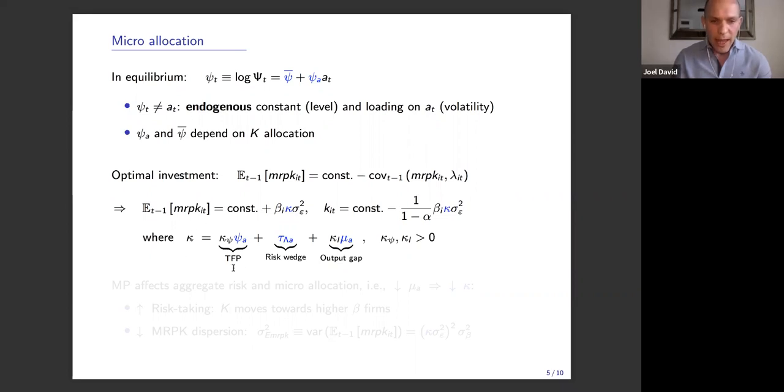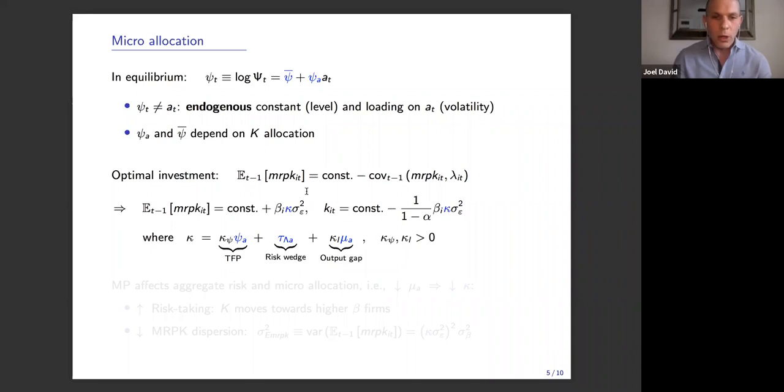What I'm showing you in this last line here is that kappa is composed of three sources of aggregate risk. There's risk over TFP, so that's captured by this psi A. This kappa_psi is some complicated constant, but it's increasing in risk aversion, just to give you some intuition. The risk wedge directly leads to aggregate risk, and movements in the output gap also lead to aggregate risk, where again, kappa_L is some complicated positive constant.